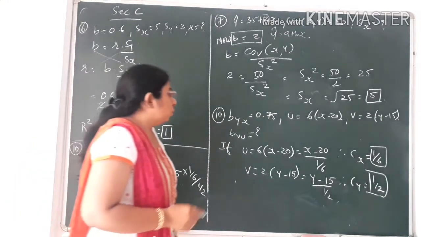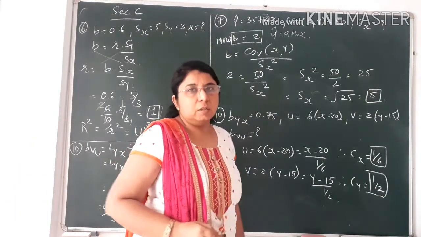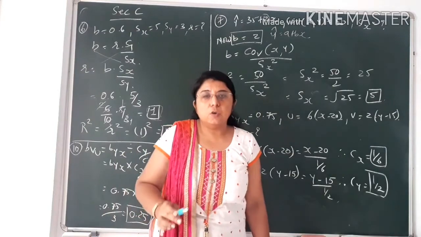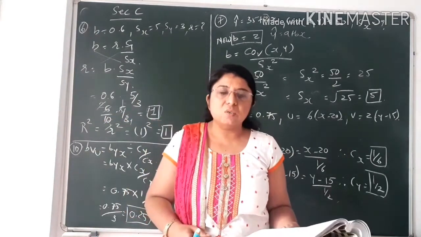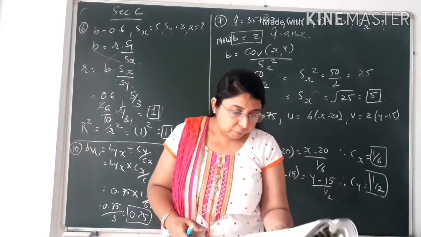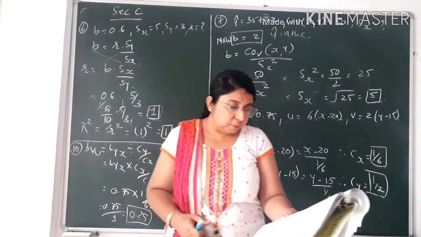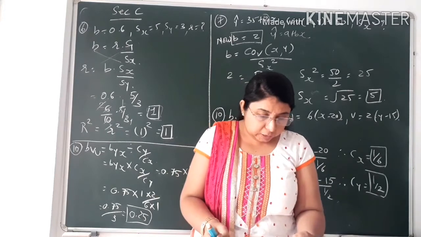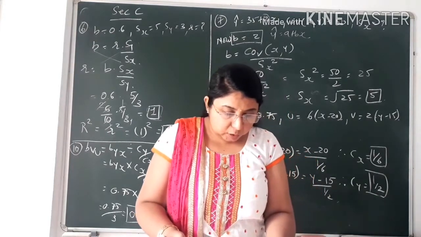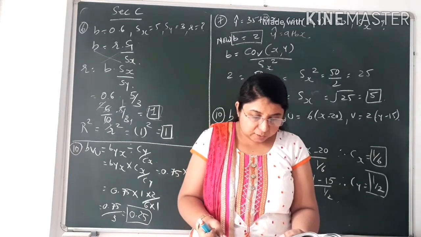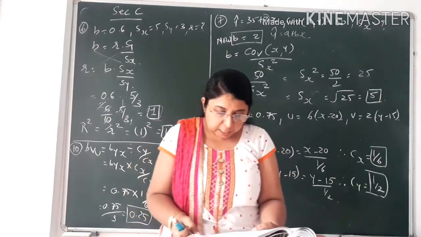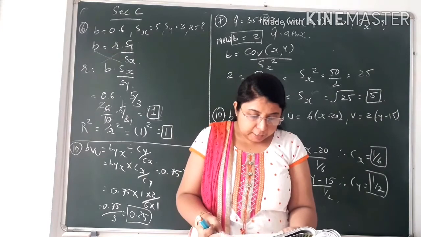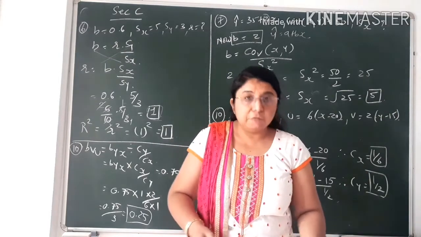Now moving on to the last question for today's video lecture, question number 10, which I am reading on the same page, that is 151, section C. Question number 10: if byx is equal to 0.5, u is equal to 6 into bracket x minus 20, and v is equal to 2y minus 15 for the data in the study of a regression line, then find the value of bvu.